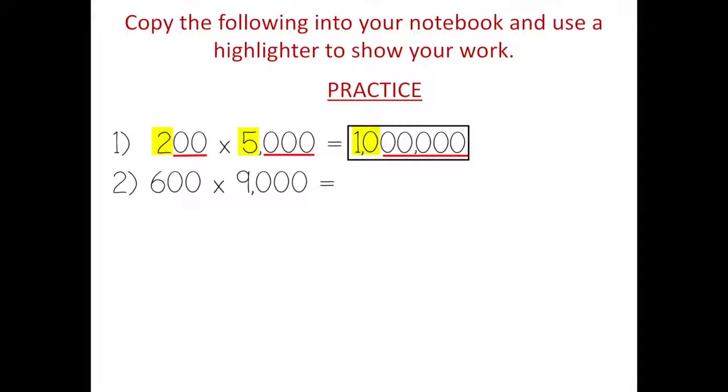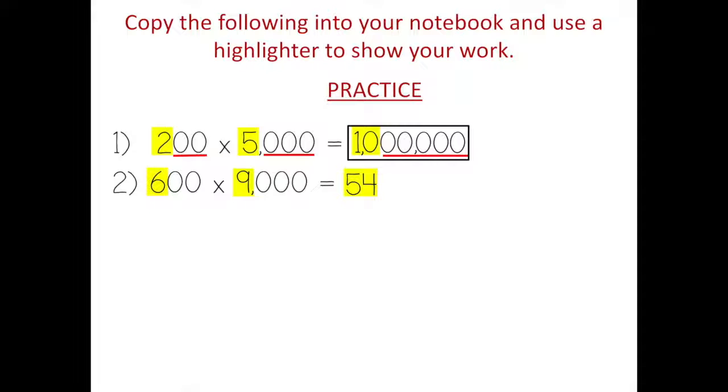All right, let's do one more together. Again, let's highlight the 6 and the 9. Those are my non-zero digits. I'll begin by multiplying 6 times 9, which is 54. And again, it's highlighted, and it should make sense reading just the highlighted part from left to right. 6 times 9 equals 54.